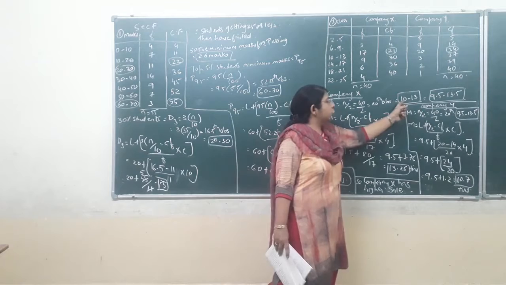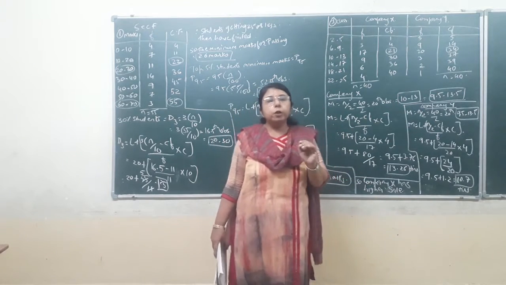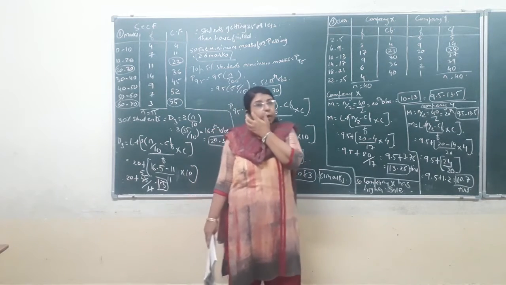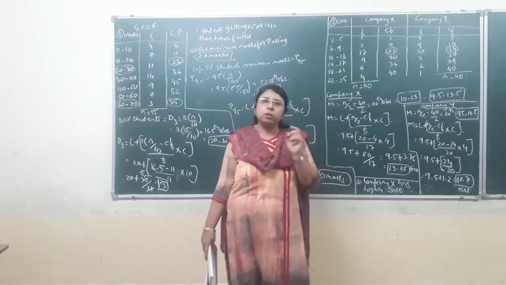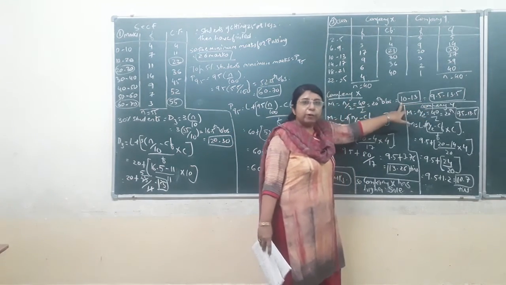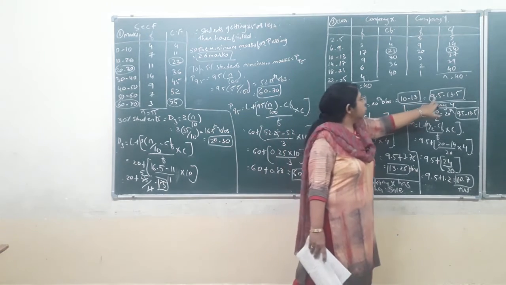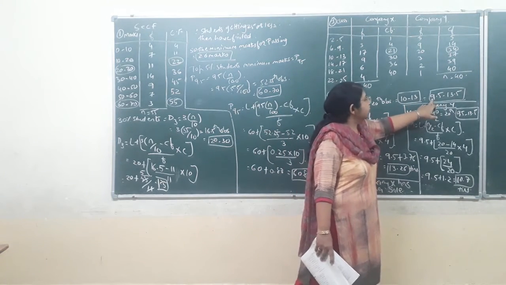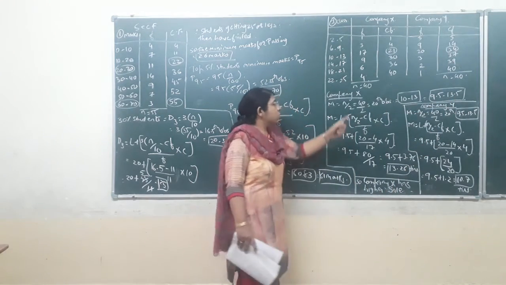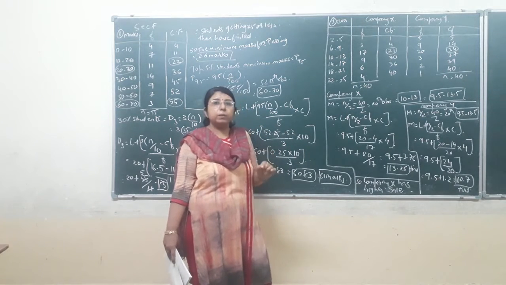But already I have told you that these classes are inclusive classes. In order to find the median or any of the positional averages, we have to convert this inclusive class into exclusive class. So how to convert it? Subtract 0.5 from the lower limit and add 0.5 to the upper limit. So here the exclusive class will come, that is 9.5 to 13.5. Now considering that exclusive class, we have to find the value of median for company X.